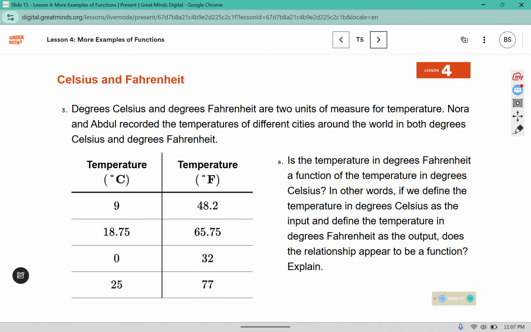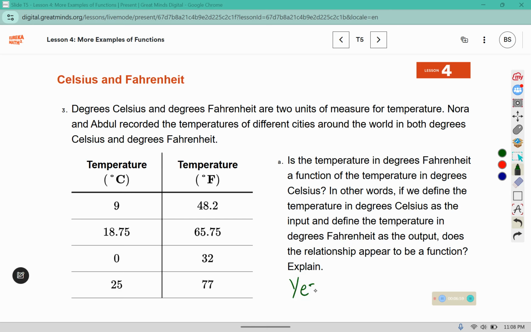Degrees Celsius and degrees Fahrenheit are 2 units of measure for temperature. Nora and Abdul recorded the temperatures of different cities around the world in both degrees Celsius and degrees Fahrenheit. Is the temperature in degrees Fahrenheit a function of the temperature in degrees Celsius? In other words, if we define the temperature in degrees Celsius as an input and define temperature in degrees Fahrenheit as the output, does the relationship appear to be a function? Explain.